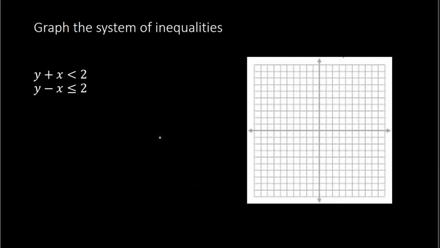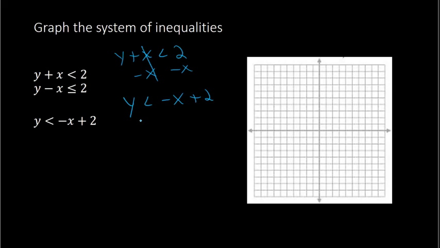Let's try one more example. Here we have y plus x is less than 2, and then y minus x is less than or equal to 2. We want to rearrange each of these inequalities into slope-intercept form so I can graph quickly. For the first one, we can solve for y by subtracting x. We now have y is less than negative x plus 2. That is my first inequality after we rearrange it.